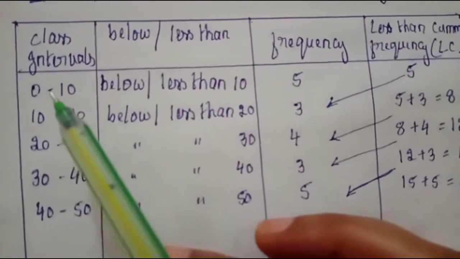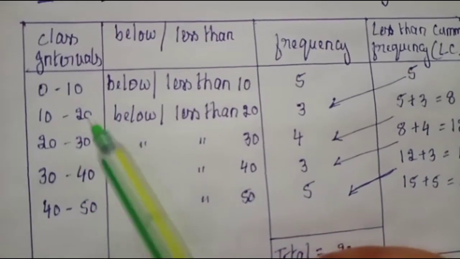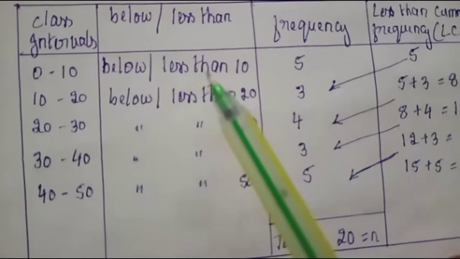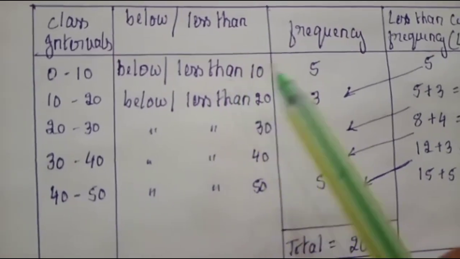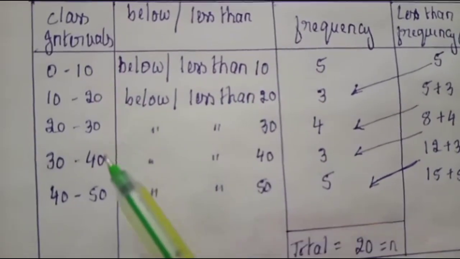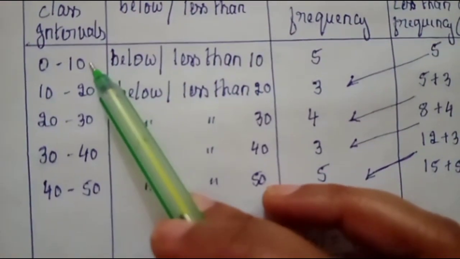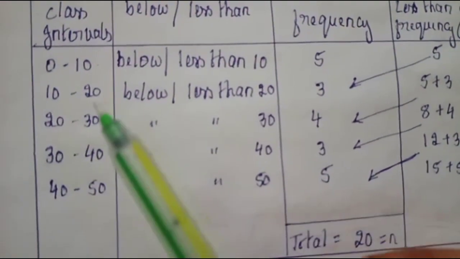Below 10 or less than 10. Below 20 or less than 20. And note that we are not using the equal sign here. Less than or equal, we are not using. Why? Because these class intervals are exclusive type. Therefore, you can see here 10, 10, 20, 20 is repeating.